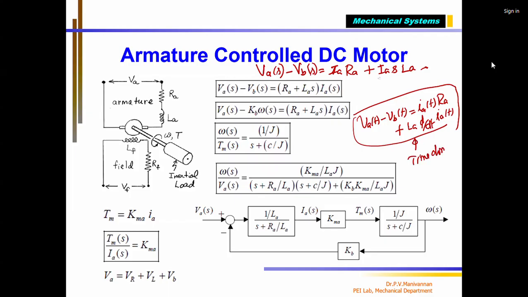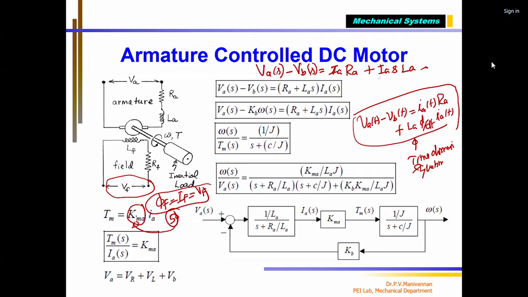Time domain equation of the armature controlled motor, armature part. Please note that the field part is going to be a constant value. We need not worry about it. We know that phi f is constant because IF is constant, because VF is constant. It will give you some constant value, it may be 5, 10, any value, that we multiply. That is included in the KMA.